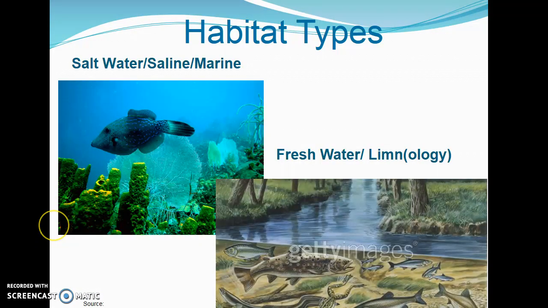So, to start off with, it's important that we look at different habitat types and know the terminology associated with each type. The first is the saltwater system. We don't have any of these in Colorado, of course. You may hear them referred to as marine systems or saline systems. And then down here we have limnology, or the study of freshwater systems. So we'll focus today on our freshwater systems.